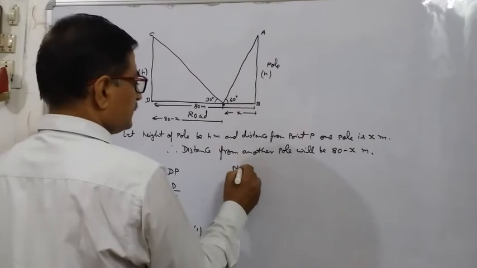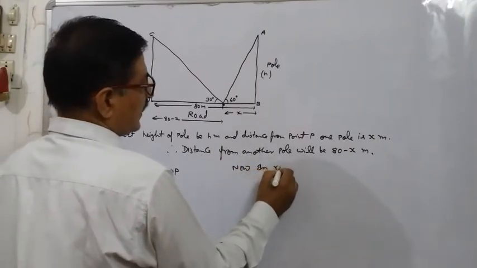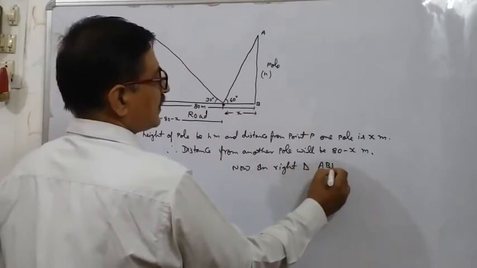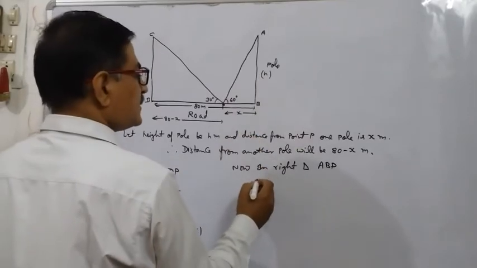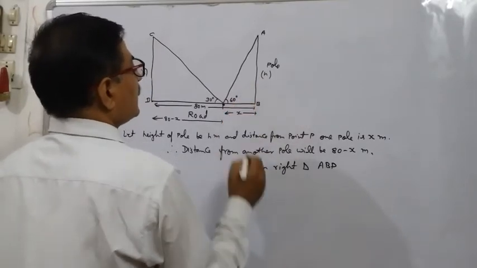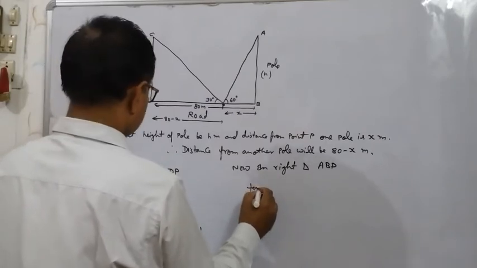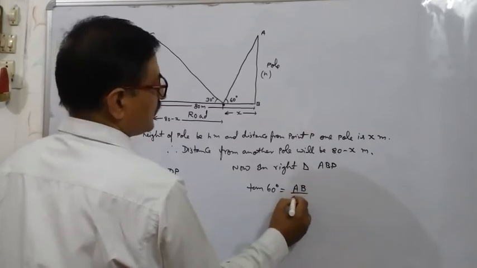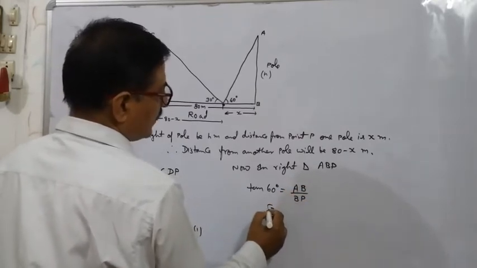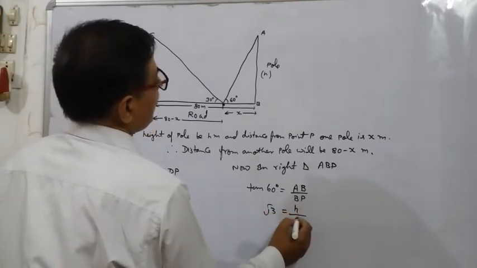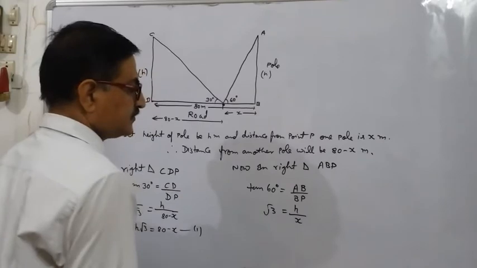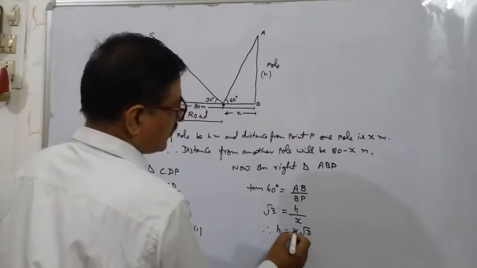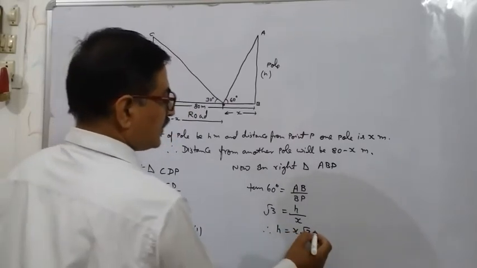Now in right triangle ABP, again the relation is between perpendicular and base. Tan 60 degree equals AB upon BP. Tan 60 degree is root 3, AB is h and BP is x. Therefore, h will be x root 3. This is equation 2.